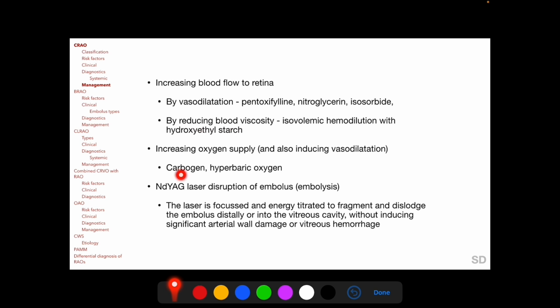Carbogen, that is 95% oxygen and 5% carbon dioxide, and hyperbaric oxygen help in increasing oxygen supply and also induce vasodilatation. Nd:YAG laser disruption of embolus or embolysis has also been described, and the Nd:YAG laser can be used either to fragment and dislodge the embolus distally or to dislodge the embolus into the vitreous cavity.